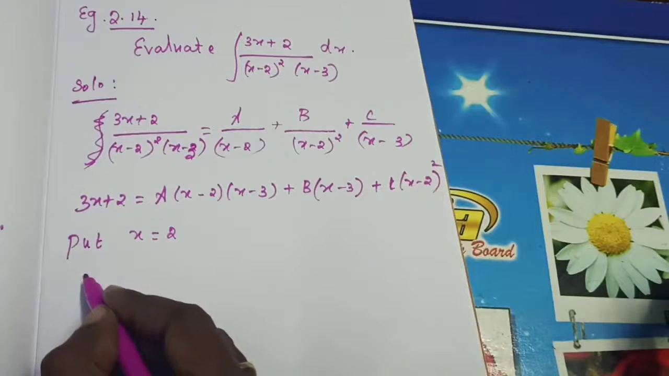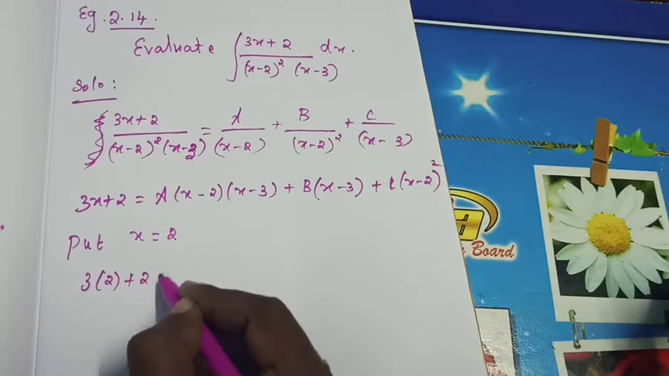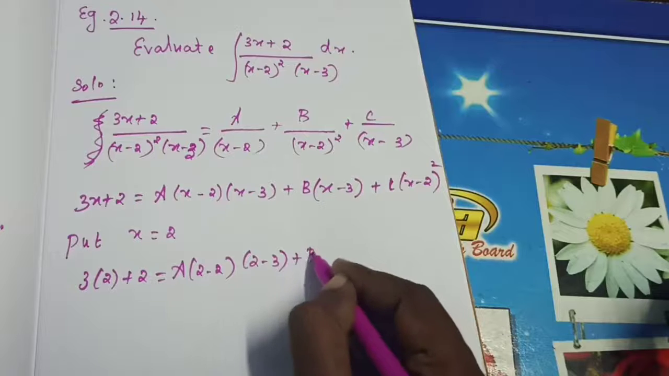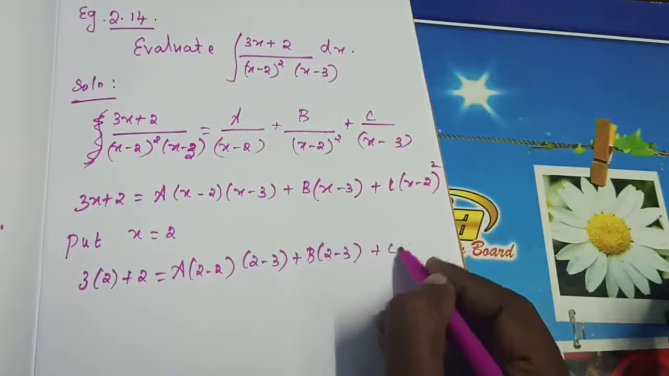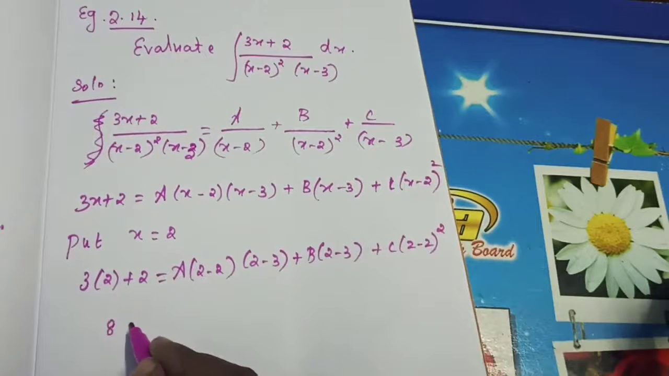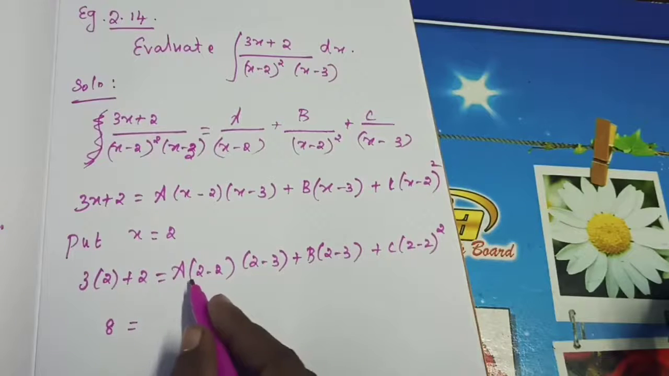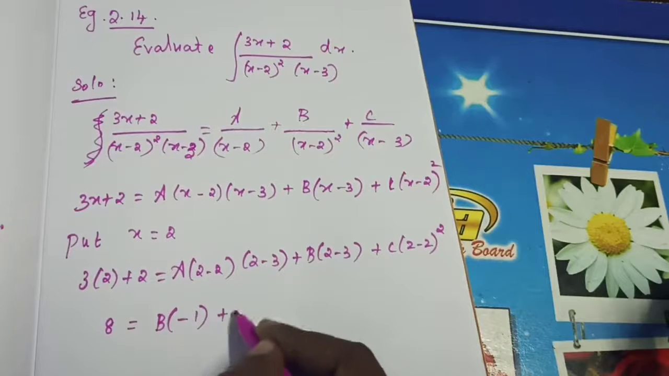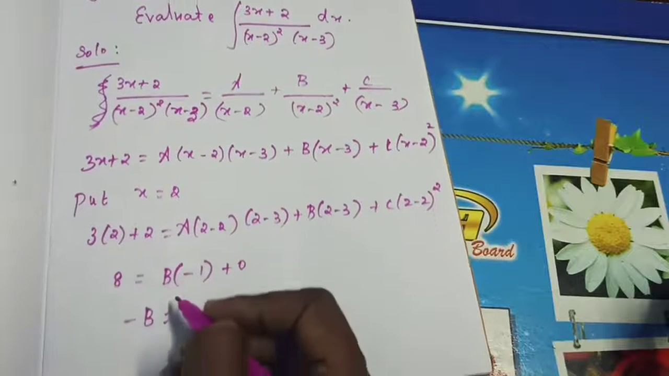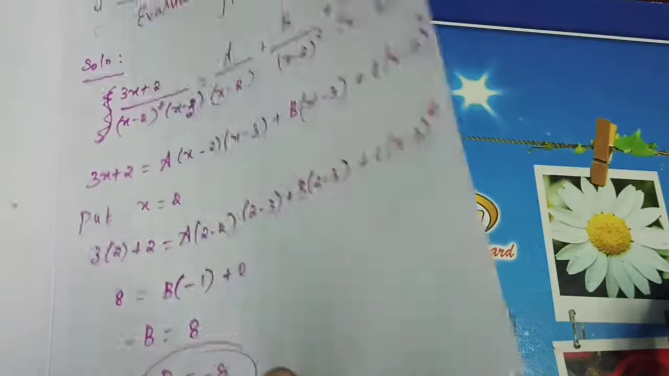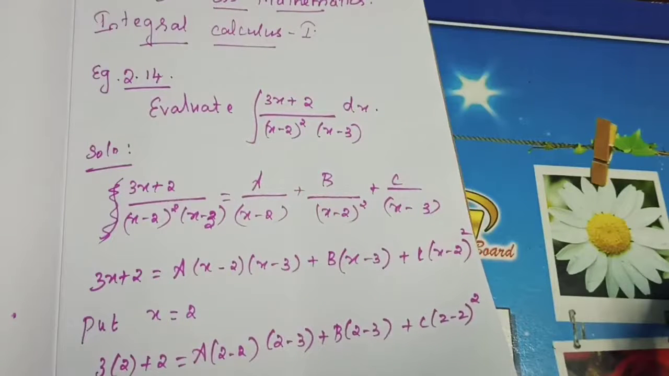Substituting x equal to 2 means 3 into 2 plus 2 is equal to A into (2 minus 2)(2 minus 3) plus B into (2 minus 3) plus C into (2 minus 2) the whole square. So, 6 plus 2 means 8. 8 is equal to A into 0, which becomes 0, plus B into minus 1, plus C into 0. So minus B is equal to 8, so B is equal to minus 8. Now you have the answer for B. Next, we will find A and C. Now, I am going to substitute x equal to 3.